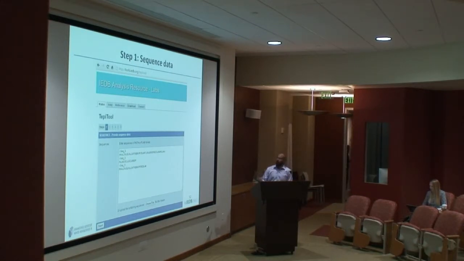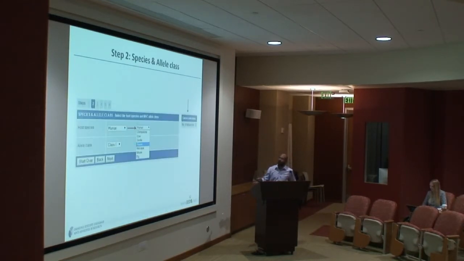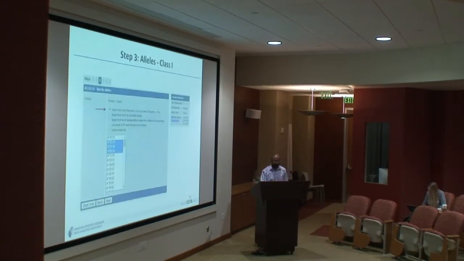So in the first step, you provide the sequences. You can either copy paste or choose a sequence file in plain text format. In the next step, this is for class 1. Here in the second step, you can select the species and the allele class. So for class 1, you get all these species. Class 2, you get only 2 species.